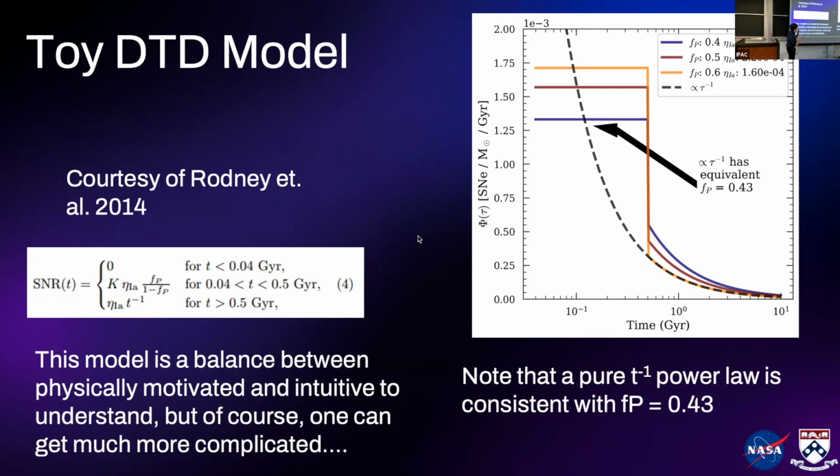And depending on the prompt fraction, you have more prompt supernovae. While we're here really quickly, I want to point out that if you can do integrals in your head, you can see that a pure t to the -1 power law, which is sort of the default assumption for the double degenerate scenario, is kind of equivalent to having a prompt fraction of 0.43. So keep that number 0.43 in mind.